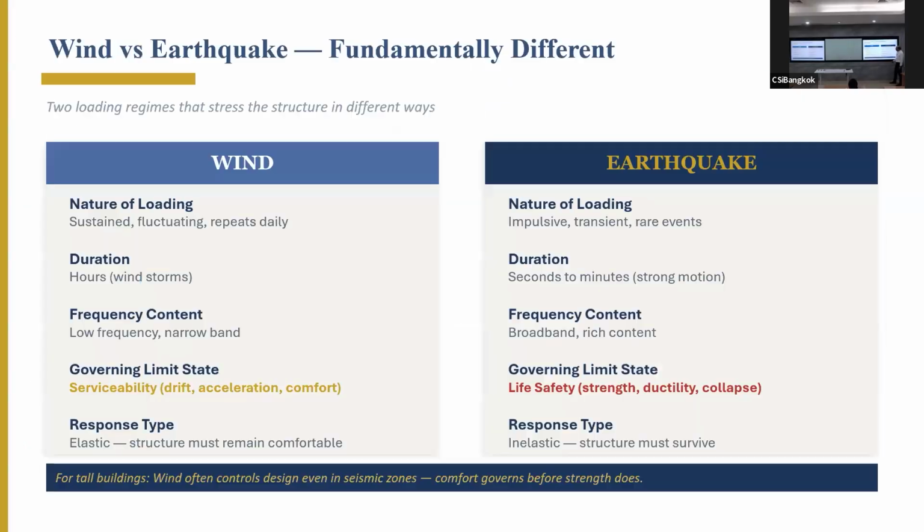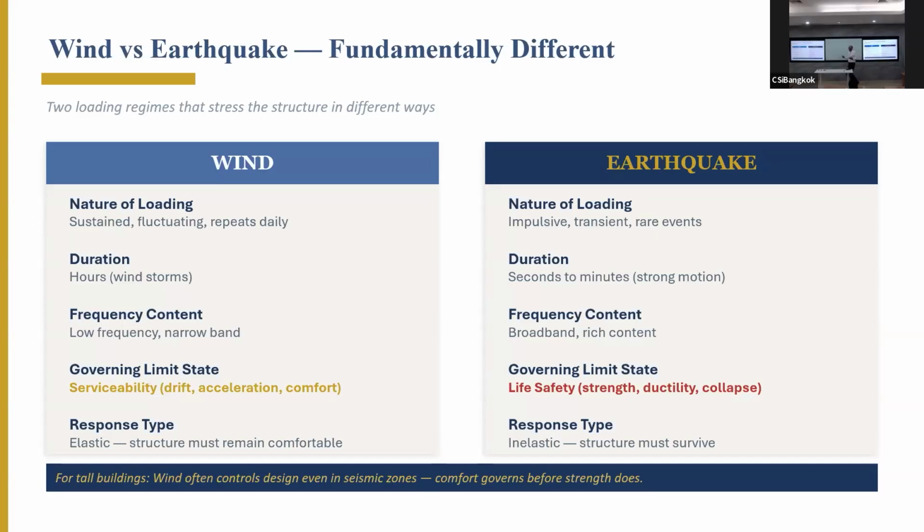Okay, so that's wind and earthquake. Now we have the comparison side by side. Nature of loading: sustained, fluctuating, repeats daily, versus impulsive, transient, rare event. Duration: hours versus seconds to minutes. Frequency: low frequency, narrow band, versus broad band, rich content, because as you can see from that one. And then the governing limit is serviceability here. Here it is life safety, strength, ductility. Response time elastic, response time inelastic. So you can see these two are quite opposite to each other.